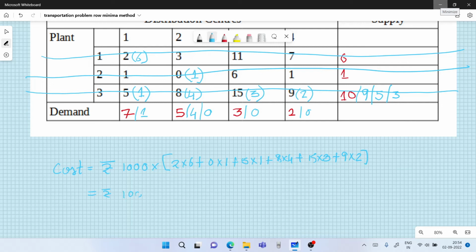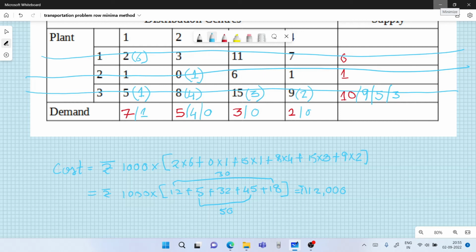which is now 1000 multiplied by 12 plus 5 plus 32 plus 45 plus 18. So 18 plus 12 makes it 30, and 45 plus 5 makes it 50, and 50 and 30 make it 80, and 80 plus 32 makes it 112. Let's check it once again. So this is 50, this is 30, and that makes it 80. 80 plus 32, so that makes it 112. So that's 112,000 rupees.